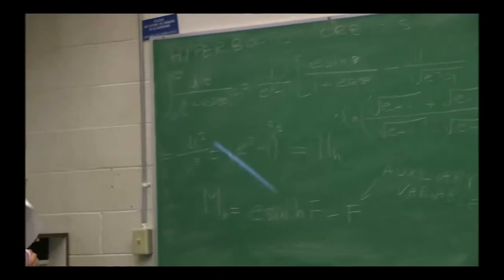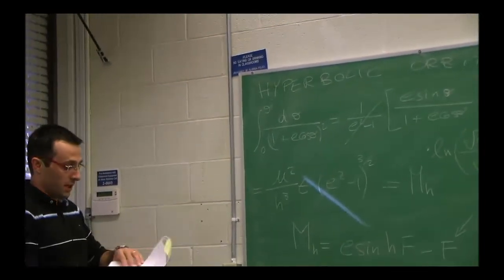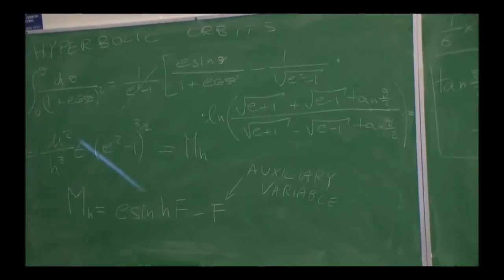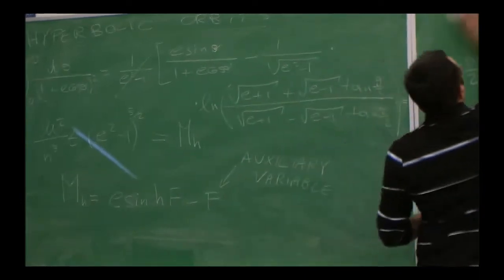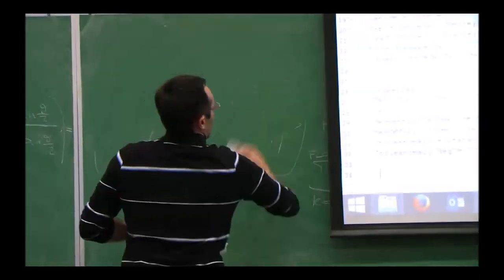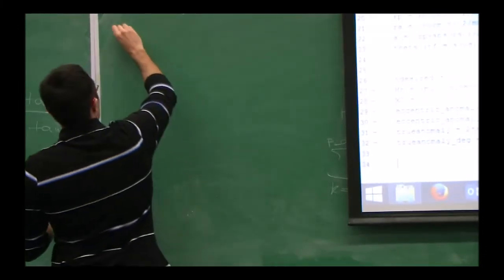Yes? I'm sorry, could you please explain what F is? You want to know what F is? I have it here. I was trying to skip that, but I can define it. The steps to get to this equation are what I'm going to skip, but I can. You don't need to go through all the steps. No. I need to draw the hyperbolic orbit though.